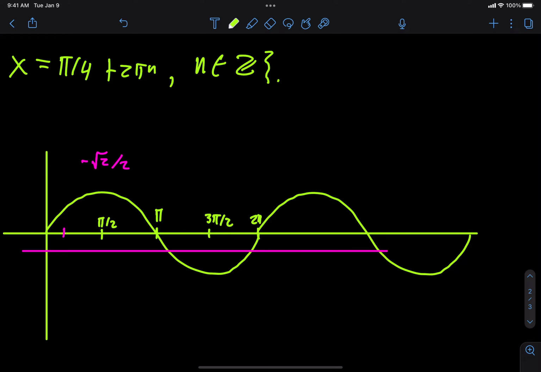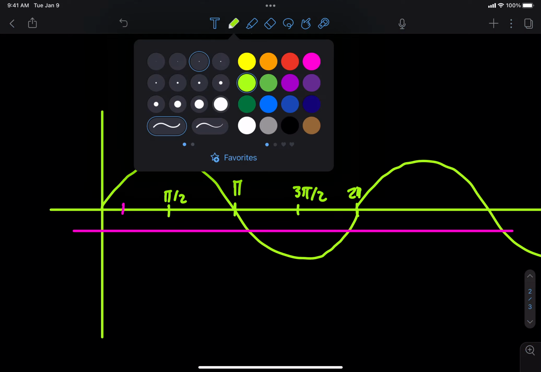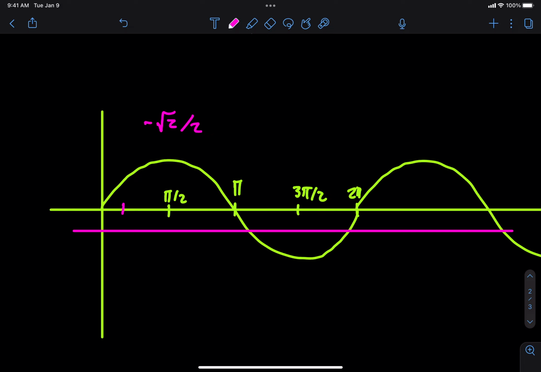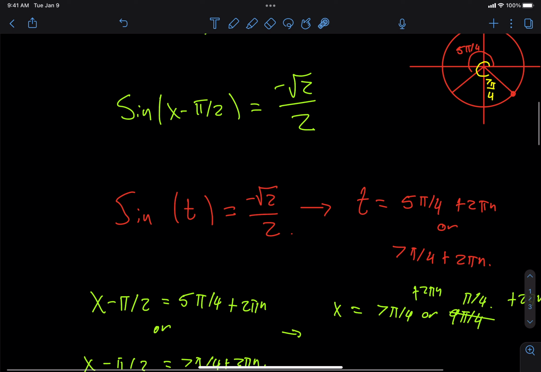And this is 2 pi. So you're looking for the intersections between the graph of sine and the height negative square root 2 over 2. And it happens at 2 spots here. The first one is 5 pi over 4, and then again at 7 pi over 4. Okay? So what are you doing when you're solving this equation?